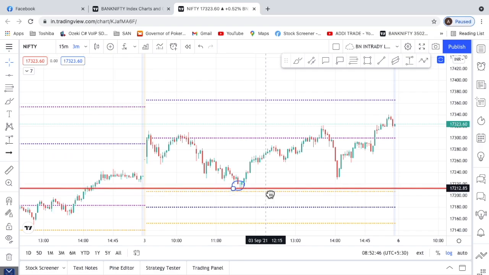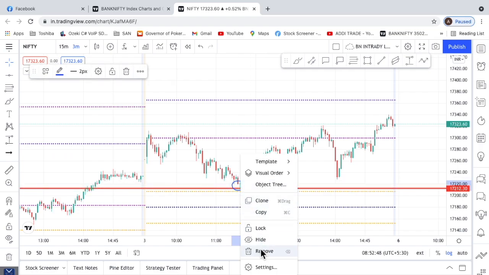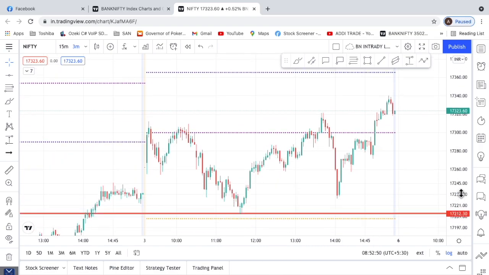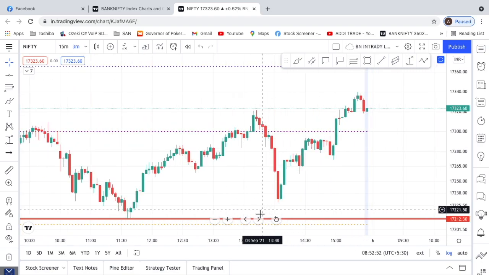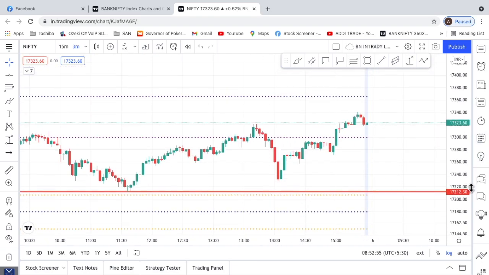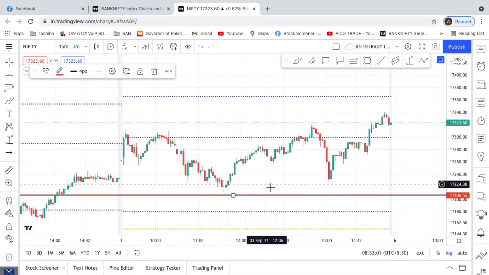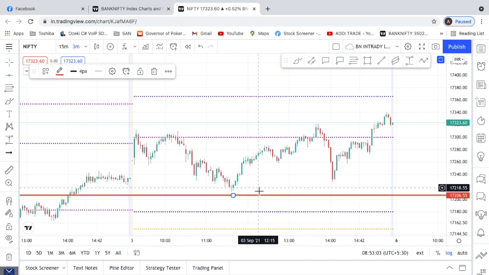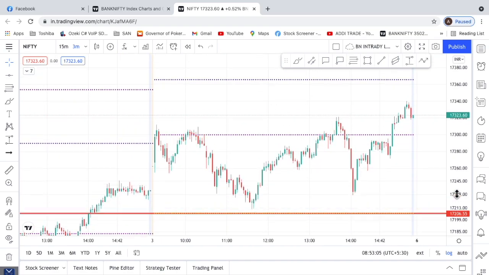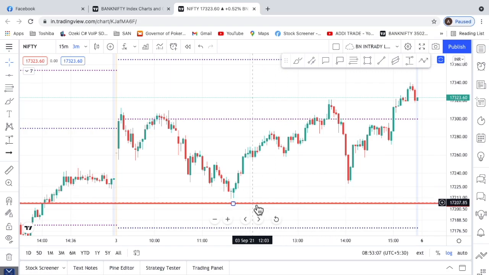I'll just get rid of this diagram. My first stop loss for options will be the low of this wick. For futures, yes, I can even afford to keep it until this pivot point, because in futures, placing stop loss is slightly better than in options. In options, we need to be very tight. So I'll keep the low of this candle as stop loss.